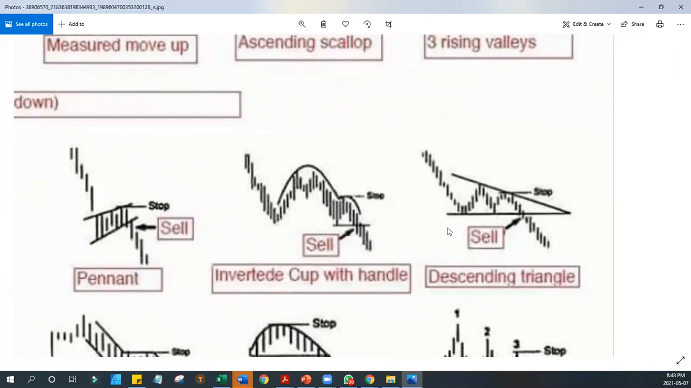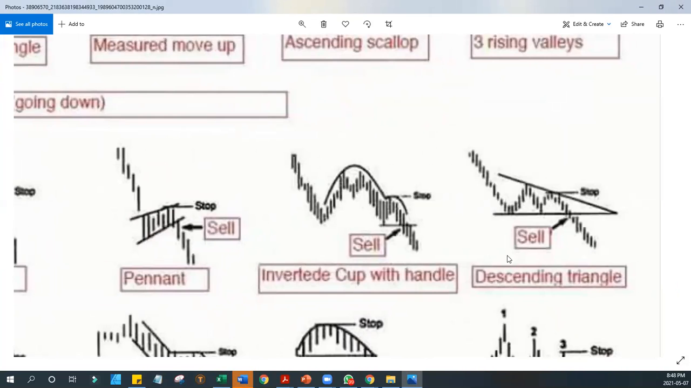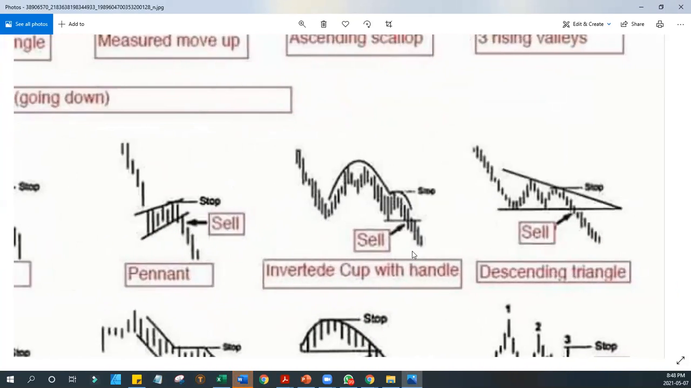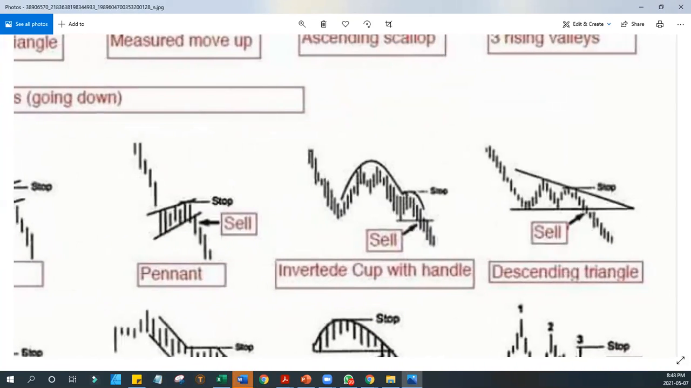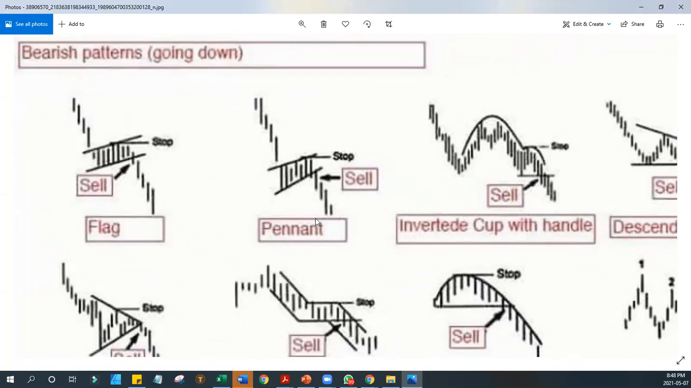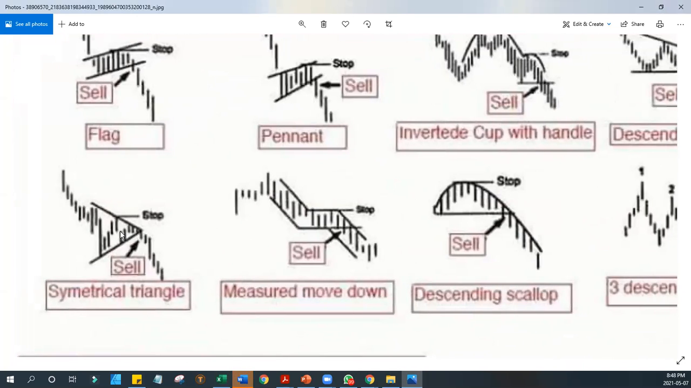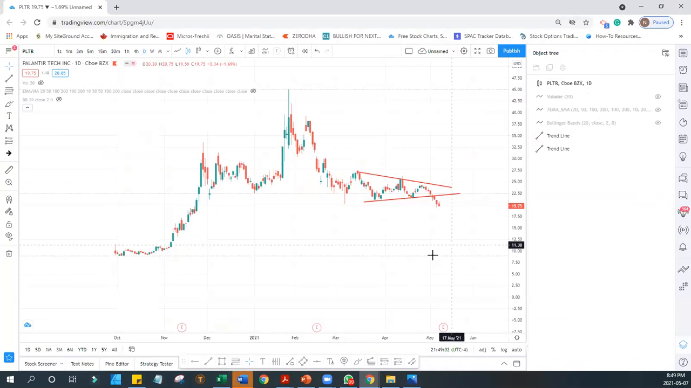Look at this descending triangle. Descending. Can you see? Yeah, I'm sharing it. Do you see this descending triangle? Yes, we can see. Okay, descending triangle. Look at the flag or the pennant, right? Or the symmetrical triangle. You don't have to remember the name. You need to see how it works. So see this pattern, and now compare that pattern with this one, PLTR.